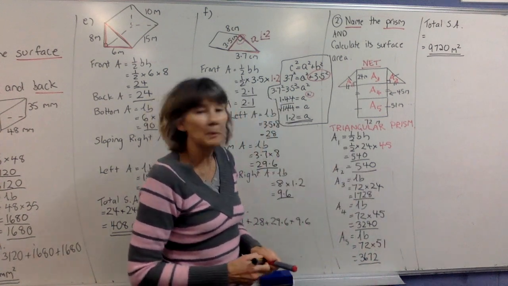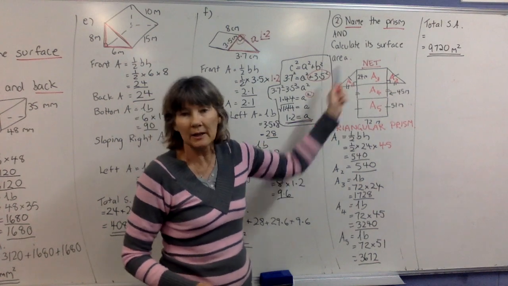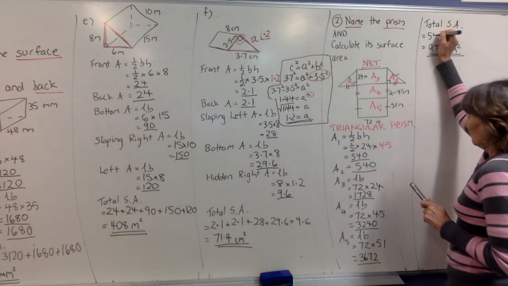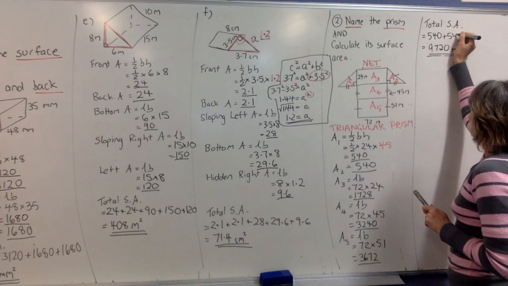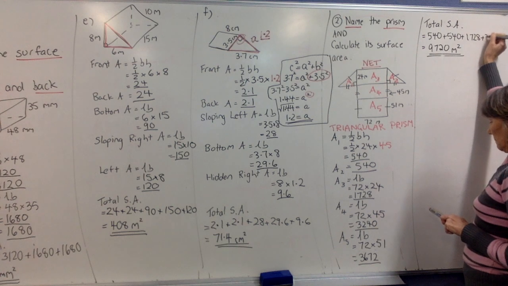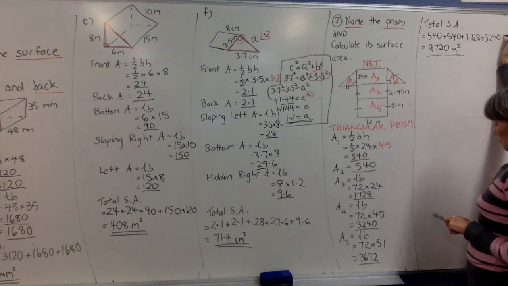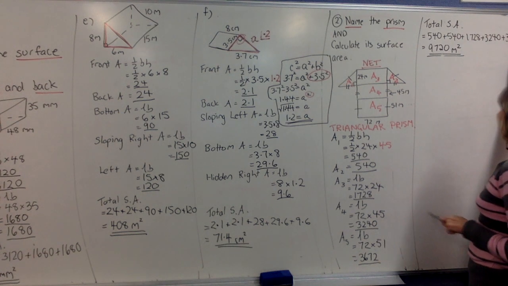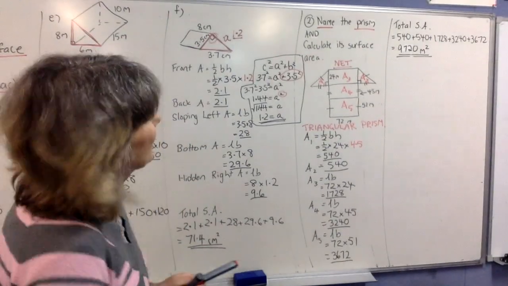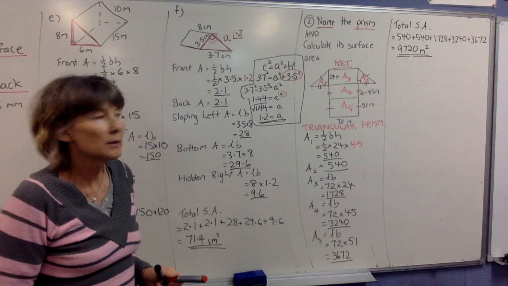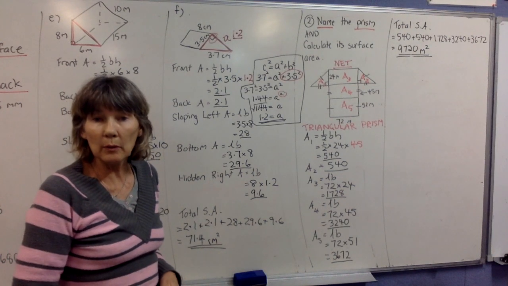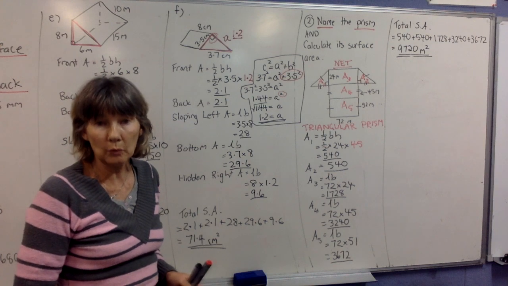Then we're going to add up our 5 areas. You can see clearly there's 5 areas off a net. I'm going to add them up. And if you write down all 5 of them added up, you'll end up with 9,720 metres squared. Okay, so we're going to come back with one more video just to do a couple of word problems.